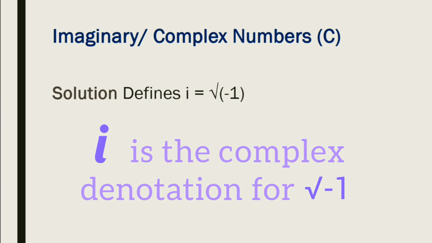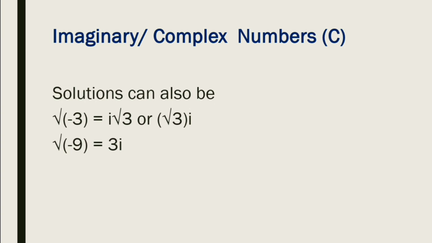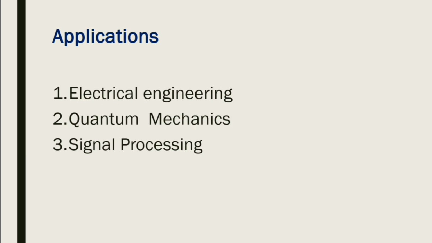Then the solution is to find a denotation for the root of -1, and the solution defines i as the root of -1. Solutions, for example, the root of -3 can be i root 3, or root 3 i, and the root of -9 is 3i. And there comes the question, are these real? Do they have real applications? Of course, even though they are imaginary numbers, they do have real applications. They are used in electrical engineering, quantum mechanics, and signal processing.